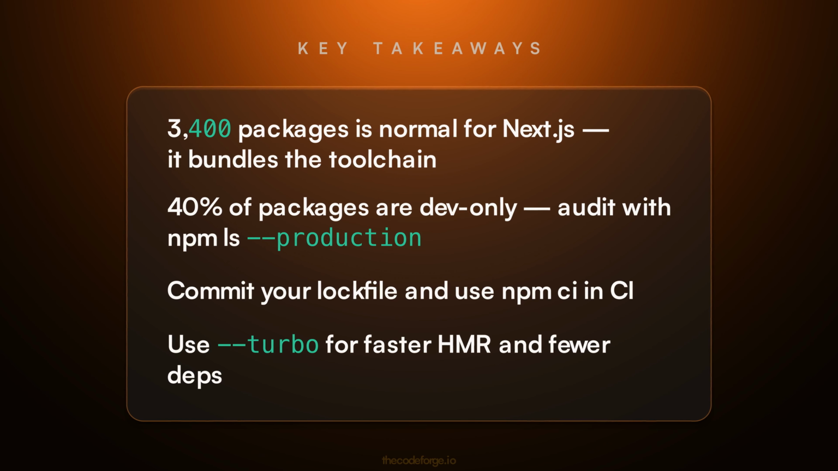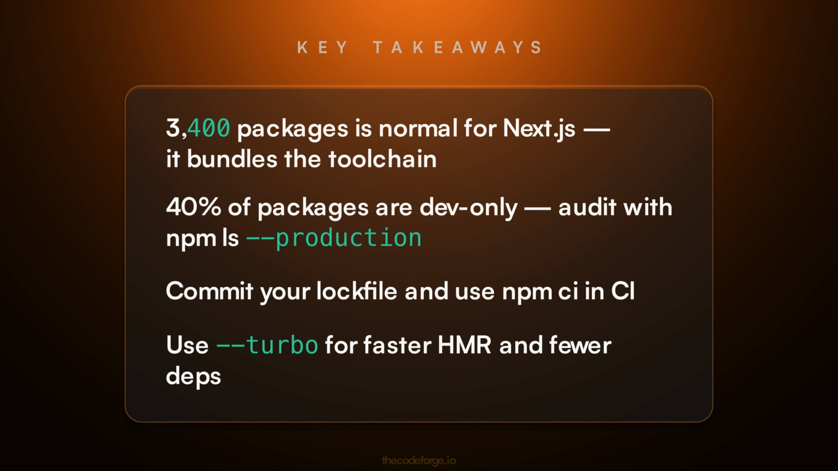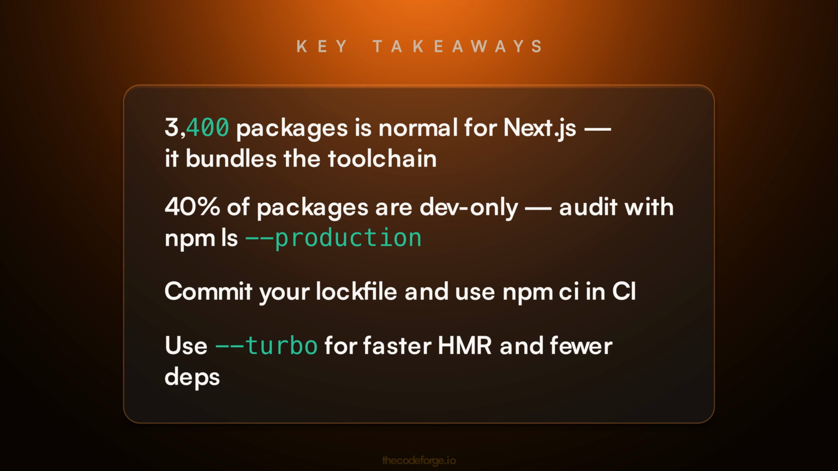Let's recap the key takeaways. 3,400 packages is normal for Next.js, it bundles the toolchain. 40% of packages are dev-only, audit with npm ls --production. Commit your lockfile and use npm ci in CI. Use Turbo for faster HMR and fewer dependencies.